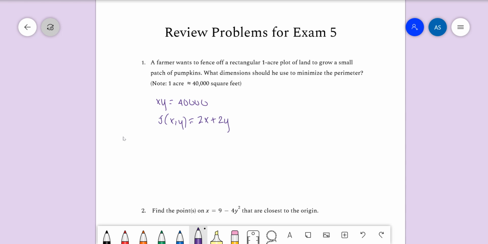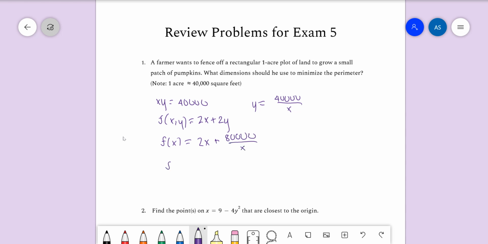Finally, we want to get this in terms of one variable, so we have to do that by substitution. I'll solve for y, so y equals 40,000 over x. Then we go back to our equation and substitute the y of 40,000 over x in for y, so we get 2x plus 80,000 over x.